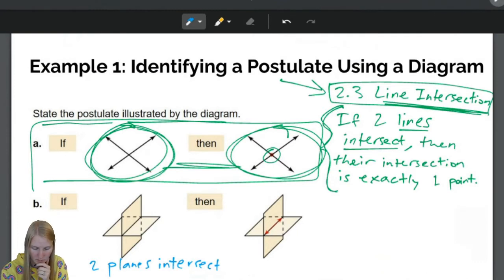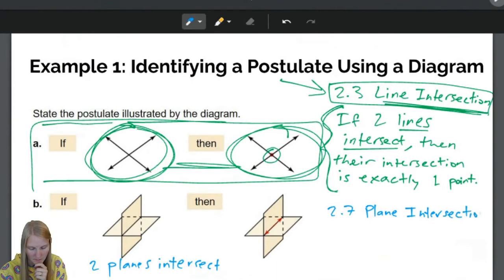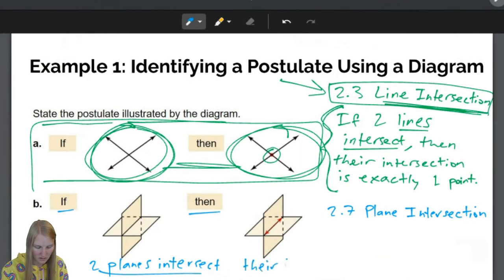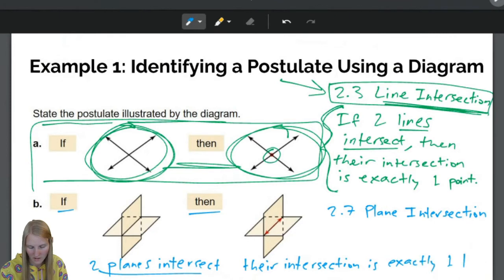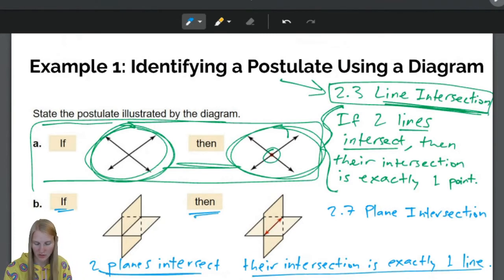This is postulate number 2.7. The plane intersection postulate. And it says if two planes intersect, then their intersection is exactly 1 line. Cool. If two planes intersect, then their intersection is exactly 1 line.